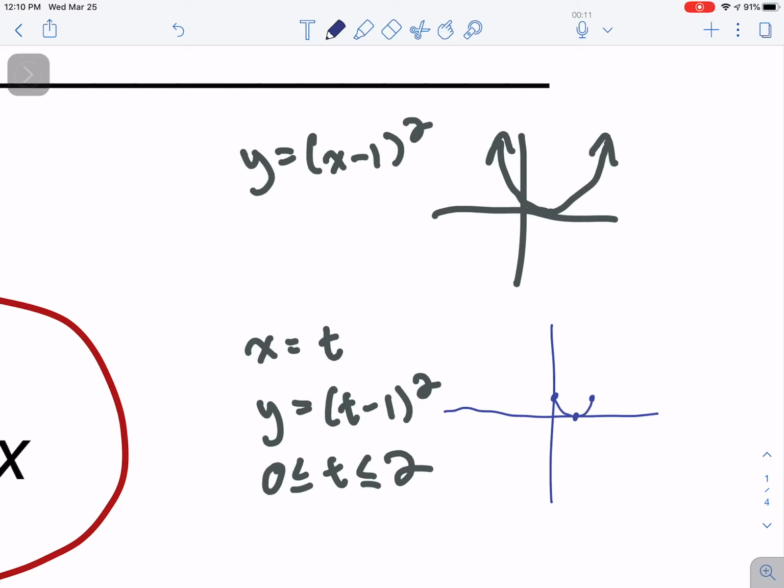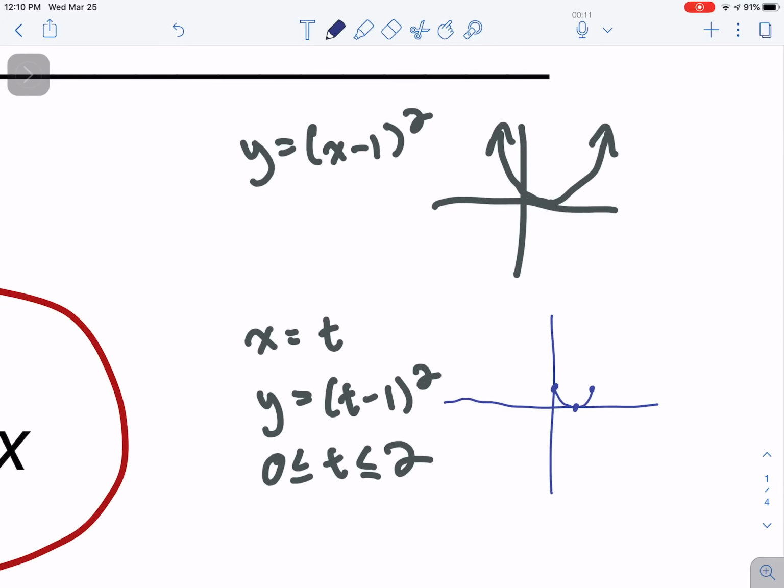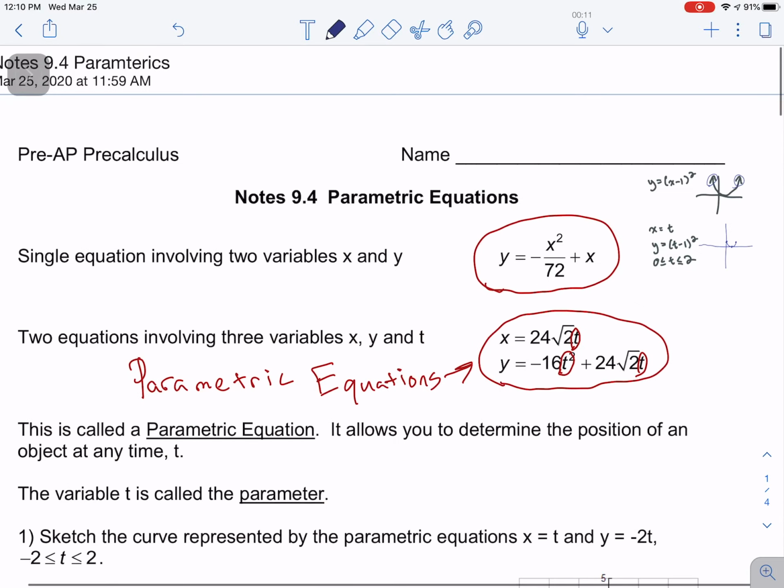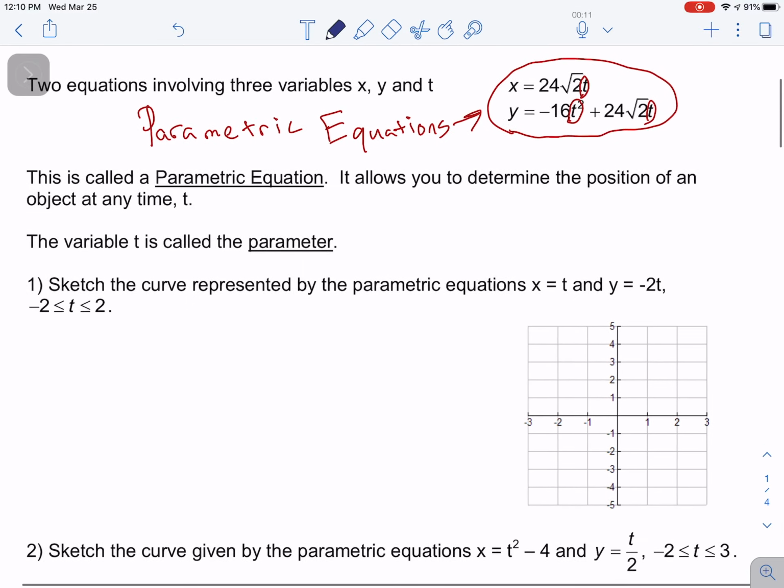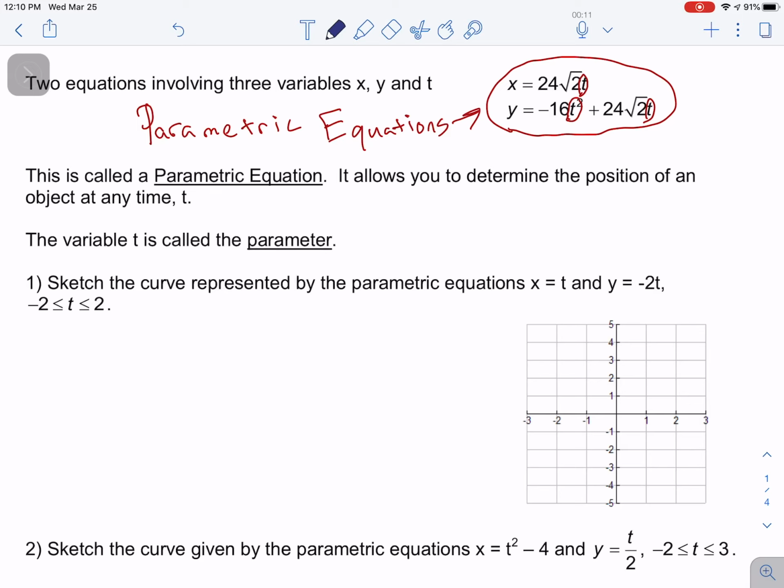So it's not a line segment, it's just a segment of a curve. That's what parametric equations do: they give us just segments, and not these arrows right here that we would get in the other equations that we're familiar with. So a parametric equation allows you to determine the position of an object at any time. And the variable t is the parameter.